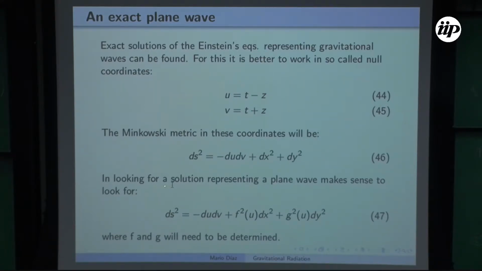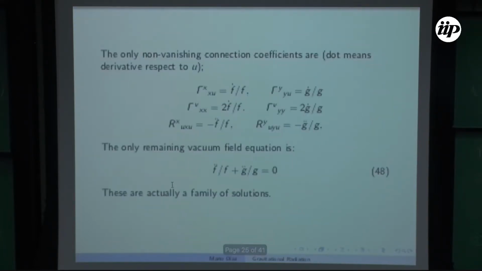And if we look for a solution that represents a plane wave, let's do something like this. You can make it more complicated, but just to make it a function only of u is good enough. So add these coefficients, f squared of u and g squared of u, in front of dx squared and dy squared. And the idea is to determine f and g by solving Einstein's equations. They're not too complicated to do. These are the connection coefficients that survive.